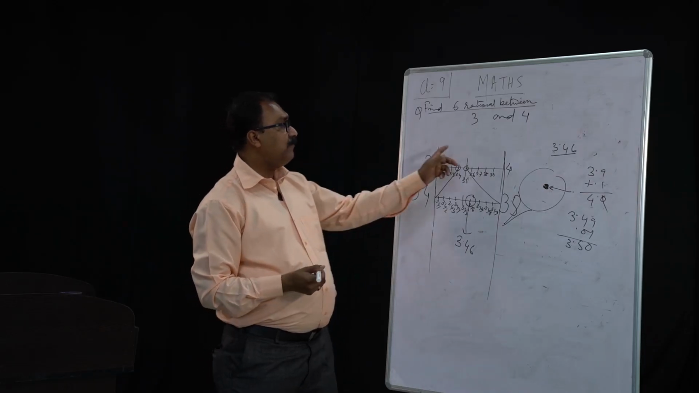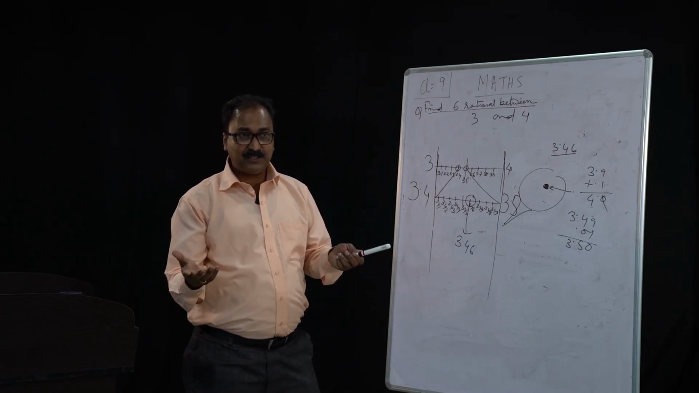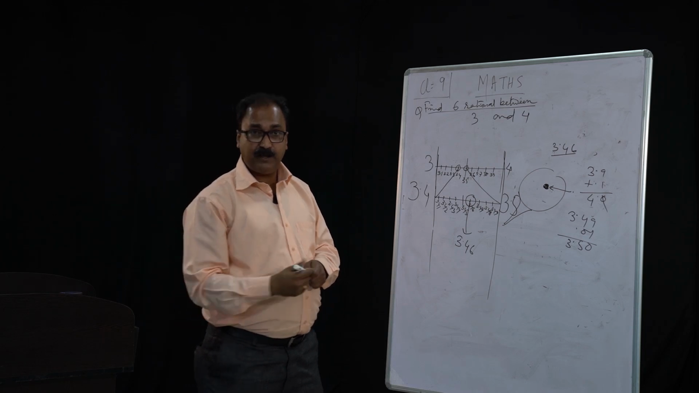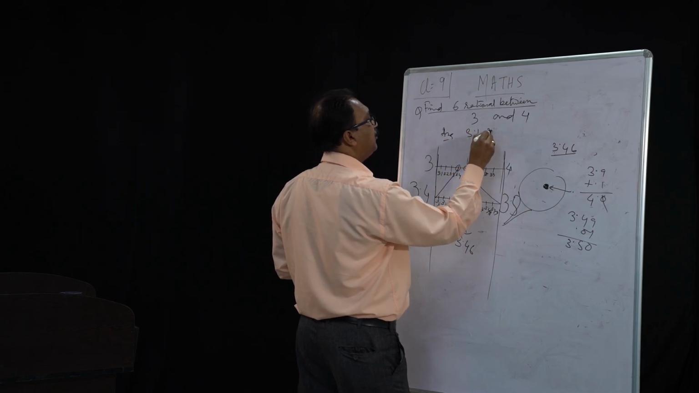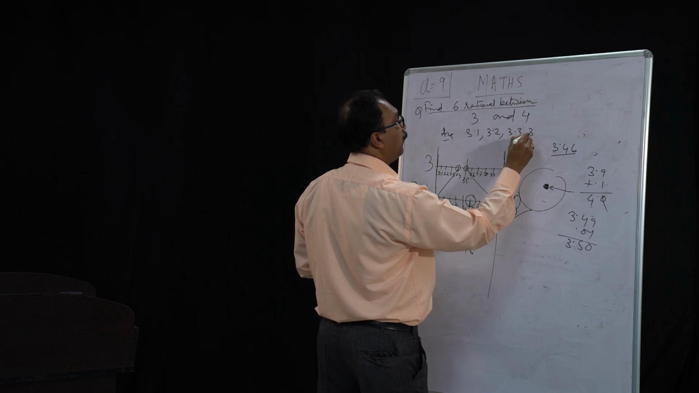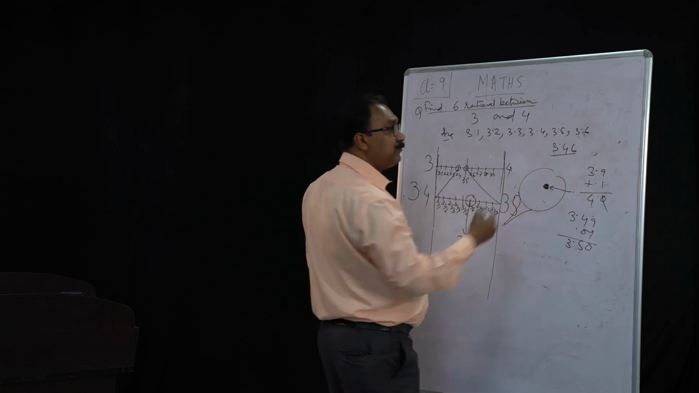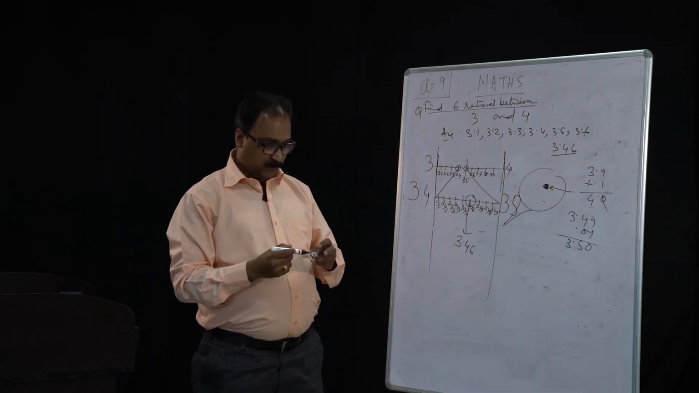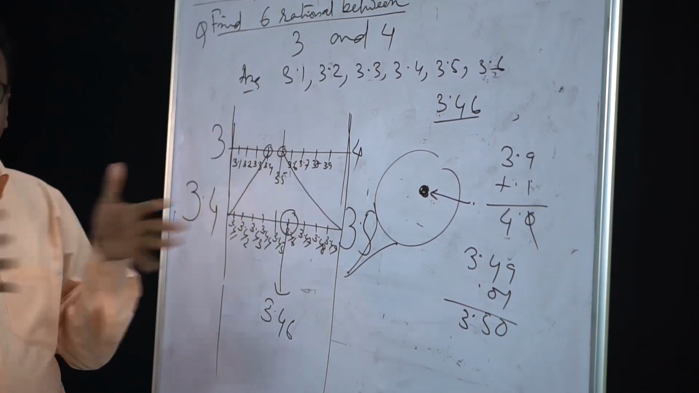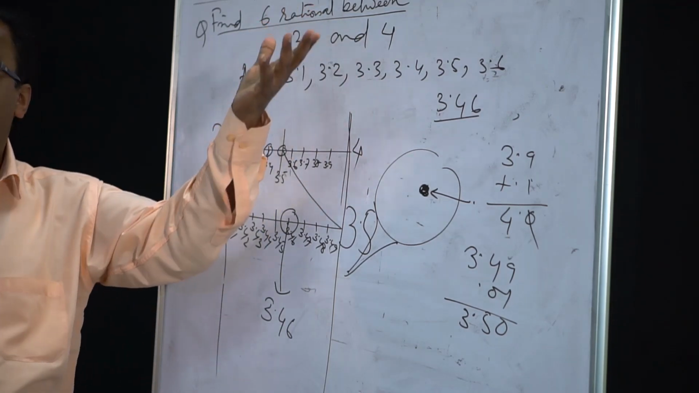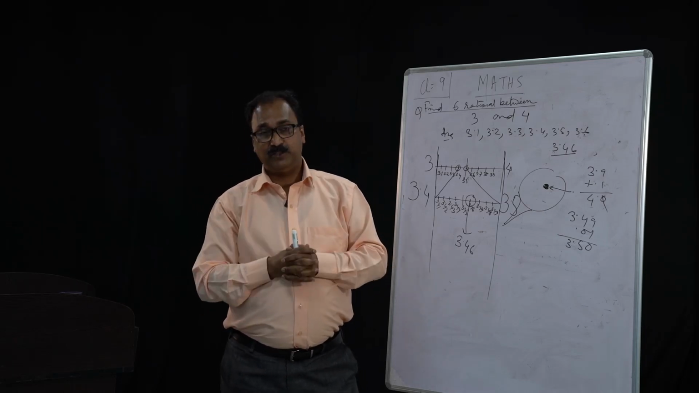Likewise, between 3 and 4 many numbers are there. You can choose any 6 numbers out of the decimals, because a decimal is a rational number. We already explained the p by q form, is it not? So the answer is 3.1, 3.2, 3.3, 3.4, 3.5, 3.6. Any 6 numbers you can write between 3 and 4. So this is the way you can find rational numbers. I am writing 6, but how many can you find? Infinitely many. So between two rational numbers, there are infinitely many rational numbers.